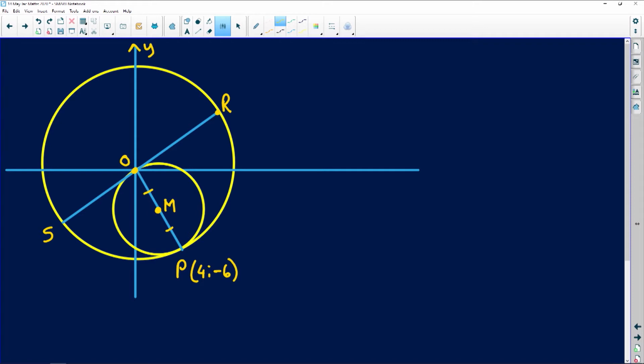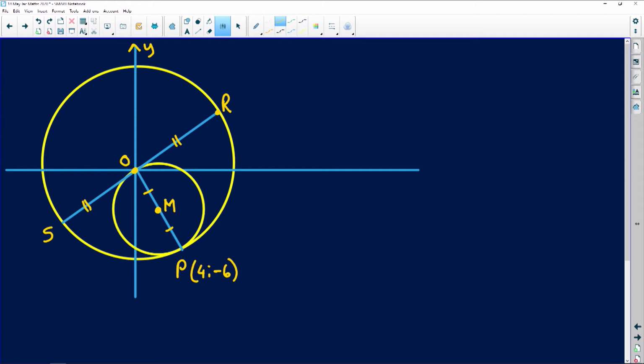Then it says the diameter RS, now that's useful information. If RS is a diameter of the bigger circle, then we can say that those two are equal. So if we have coordinates for R and for S, we can then find the radius of the bigger circle. Actually, we only need R or S for that. So that is the information that they gave us.